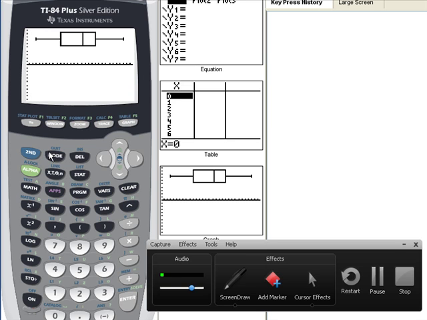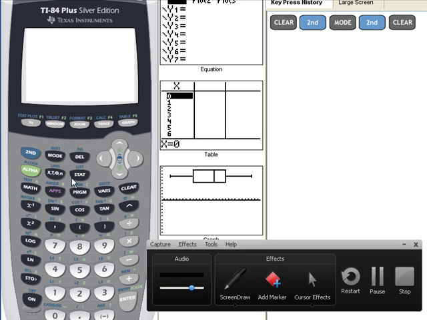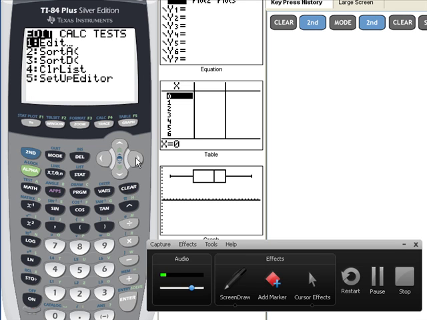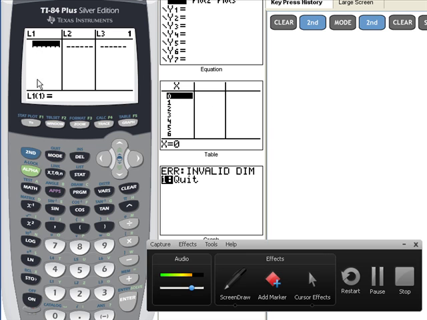What I want to do is go to Edit, and I'm going to clear this column. I want to put the values that I have on the sheet in here, so I'm going to put absences in the first column and their grades in the second column. I believe the first one was 2. And let me move over here. I keep forgetting I can't do that. 95.